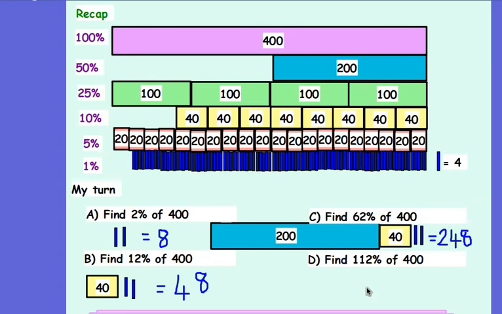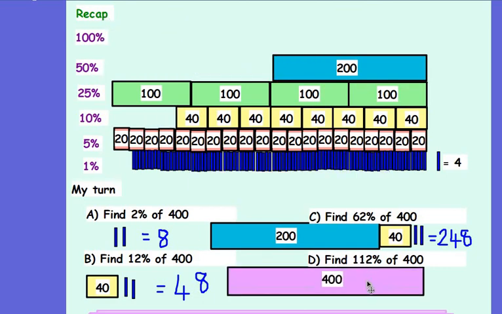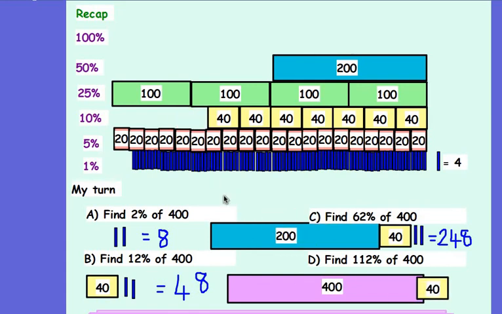I need to find 112% of 400. The first thing I'm going to do is take my bar, which represents 100%, which is 400, and have one of those. So there's my 100%, which was 400. I then want to add on an extra 12%, and to do that I'm going to grab a 10% and 2 little 1%.